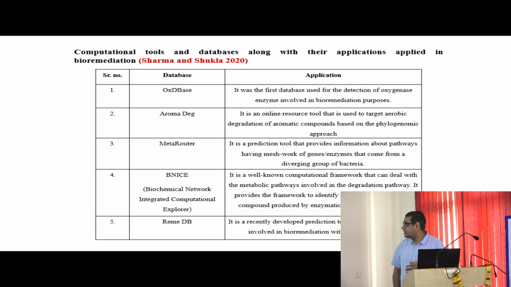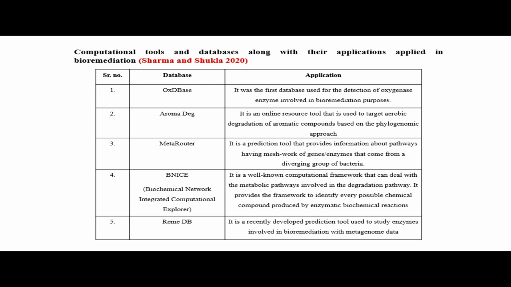This is the first database used for detection of oxygenase enzymes involved in bioremediation. Then you have AromaDeg, an online resource tool used to target aerobic degradation of aromatic compounds based on a phylogenomic approach. MetaRouter is a prediction tool which provides information about pathways having a meshwork of genes and enzymes that come from a diverging group of bacteria.